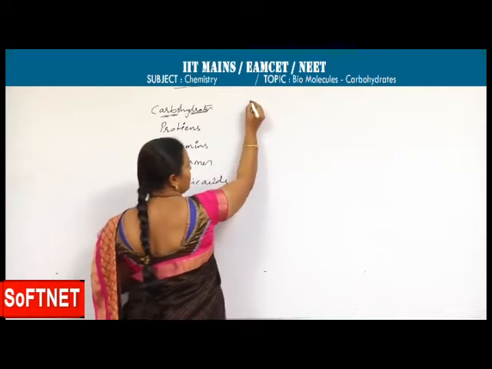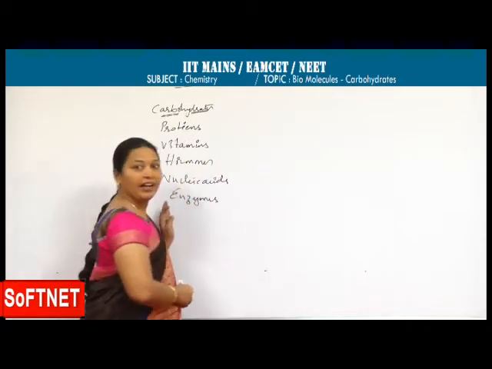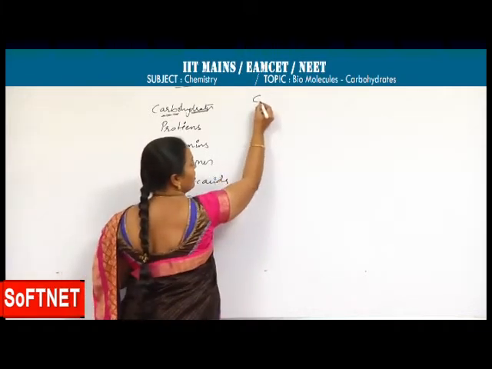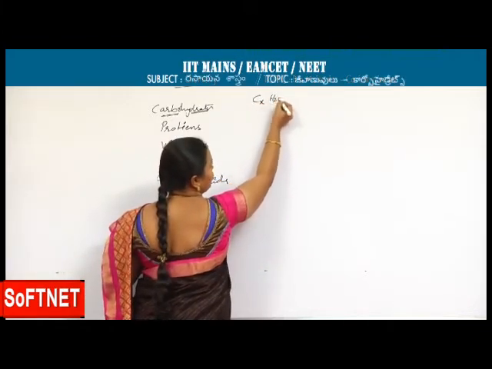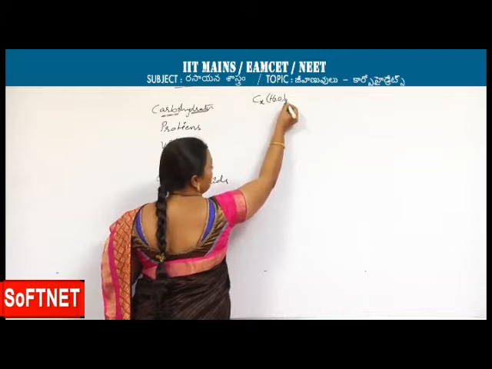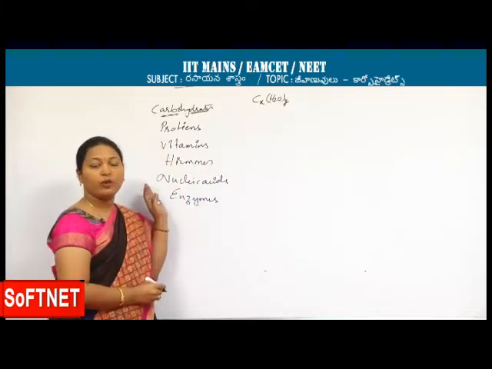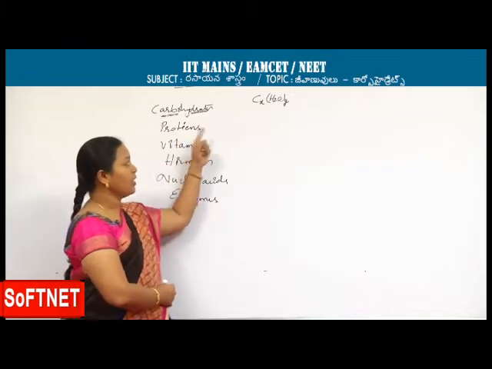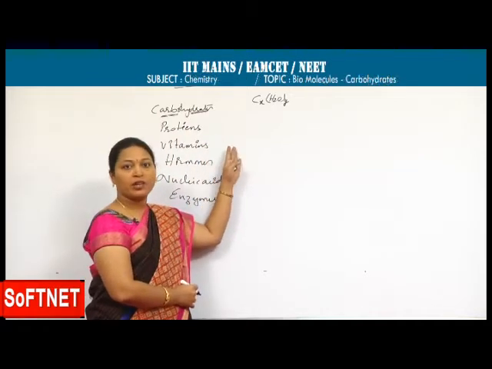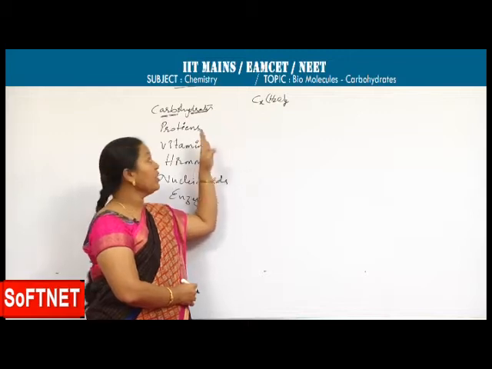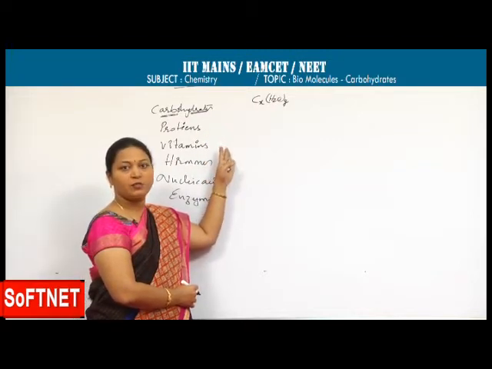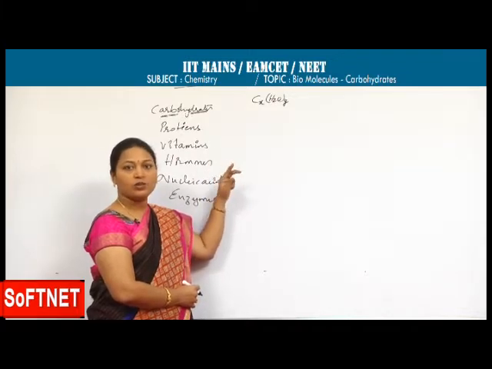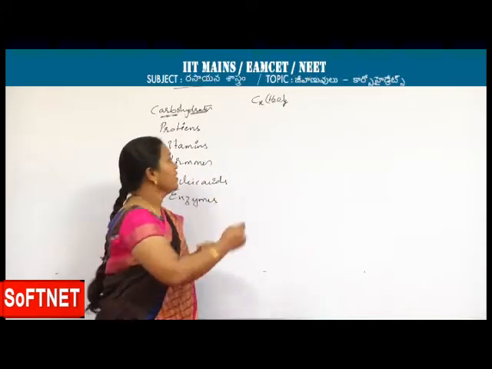Carbohydrates: the name itself says hydrates of carbon. So we can expect the general formula CxH2O taken y times, that is Cx(H2O)y, as the general molecular formula of carbohydrates. But necessarily this may not be the molecular formula only for carbohydrates. There are certain molecules having this molecular formula which are not carbohydrates.